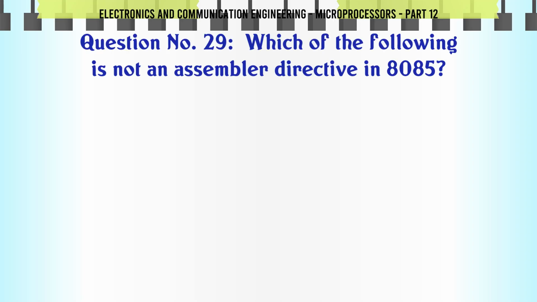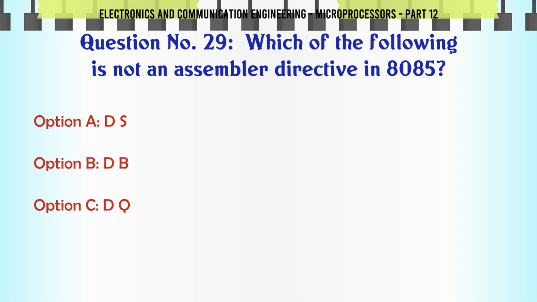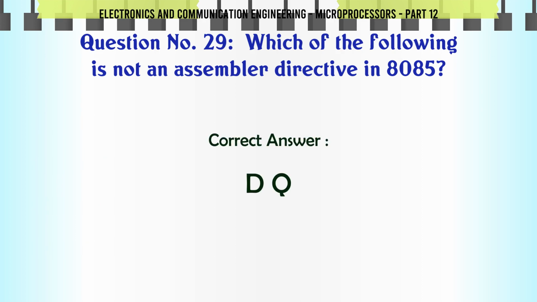Which of the following is not an assembler directive in 8085? A. DS, B. DB, C. DQ, D. EQU. The correct answer is DQ.